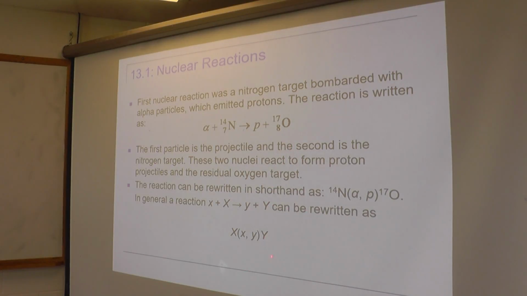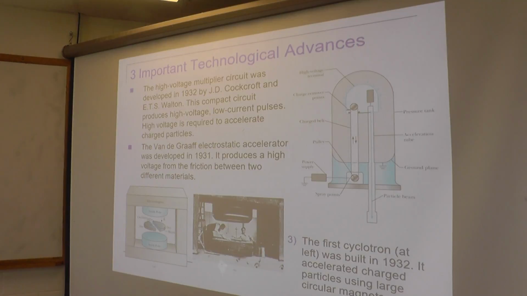And so as a shorthand, these might be a way of representing the two projectiles, and capital X and capital Y would represent the initial nucleus and the daughter nucleus, the final product right here. So that's another shorthand that they sometimes use.